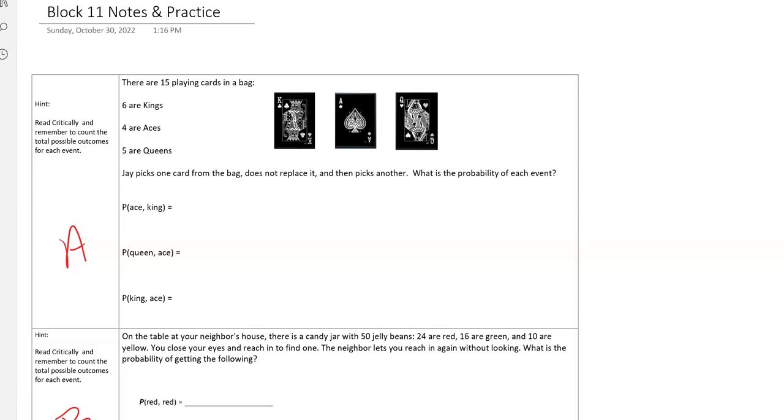And this is where we're really going to start focusing more on our compound probability. Remember, you must always find the total of each outcome first, and then critically read what is it they're asking you to find.